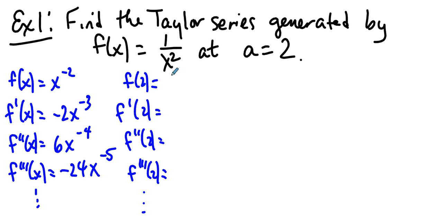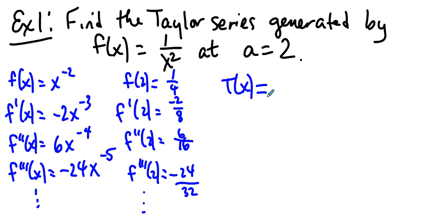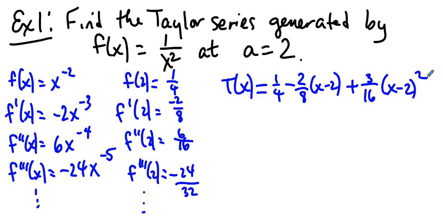And it's not terribly difficult to figure out. This is 1/4. This is negative 2/8. This is 6/16. This is negative 24/32, and so on. So what happens? Well, we write the Taylor series. And the Taylor series says we take the function value, and then we add the derivative at a times x minus a, and then we add the second derivative over 2 factorial. So that's 6/16 divided by 2, x minus a squared. And then we do the third derivative, divided by 3 factorial. 3 factorial is 6. So divide this by 6.